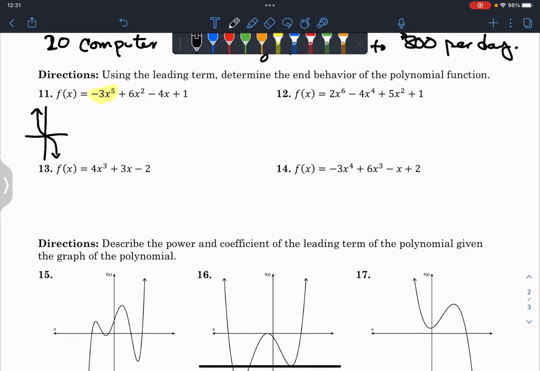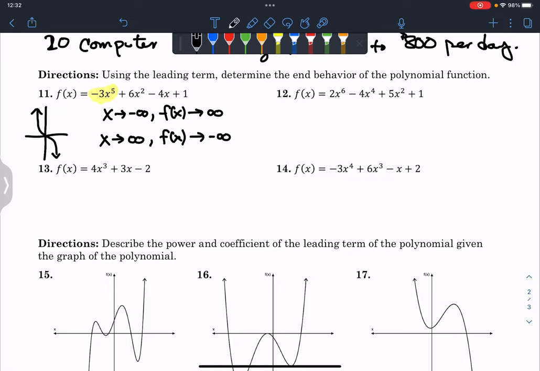So the end behaviors of f of x will be that as x approaches negative infinity, the function increases without bound. So that's approaching positive infinity. And on the right side, as x increases, the function decreases without bound. So this is the description of the end behavior of this polynomial.